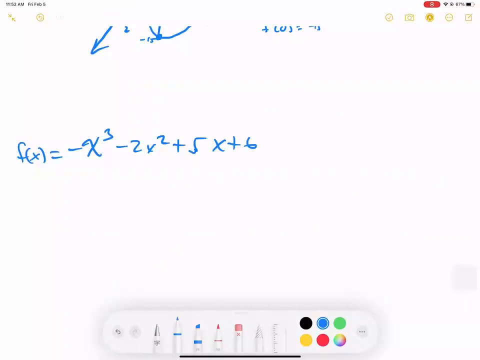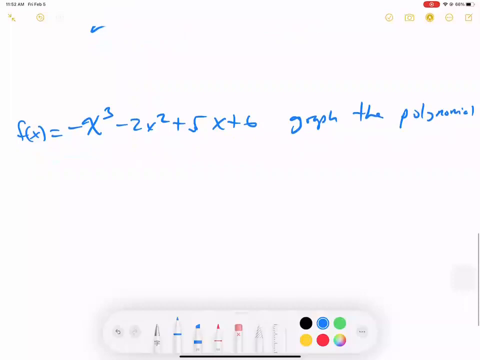Now, I'm going to ask you, graph the polynomial. So, we're going to do what we did before. Somehow factor this problem. Now, to make our lives easier, I want to write negative x cubed minus 2x squared plus 5x. No, darn it. Sorry, there's a flip of the signs. Plus 2x squared minus 5x minus 6.